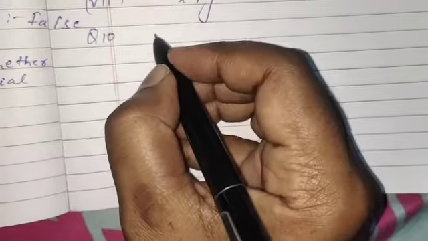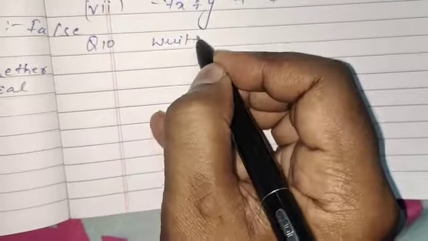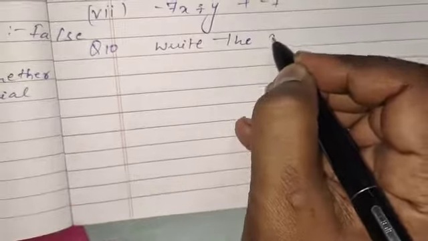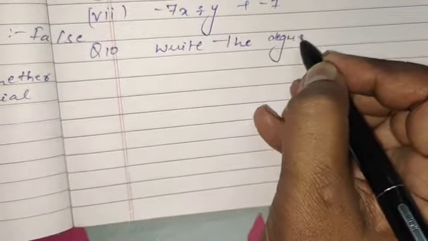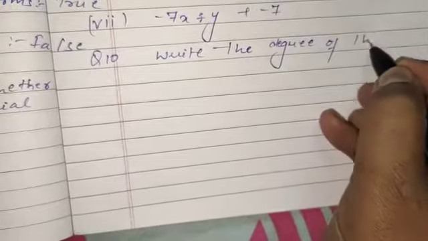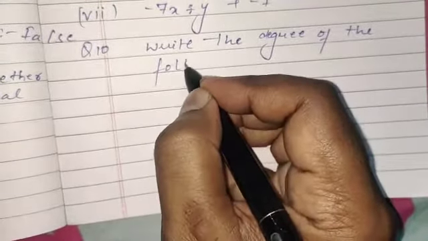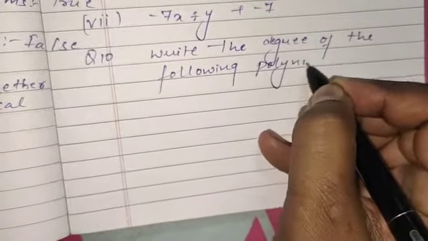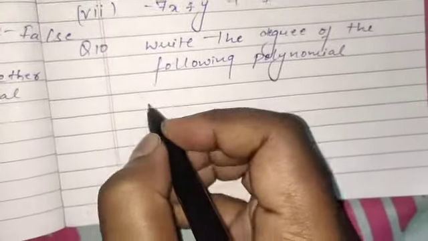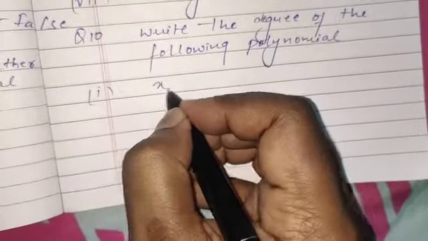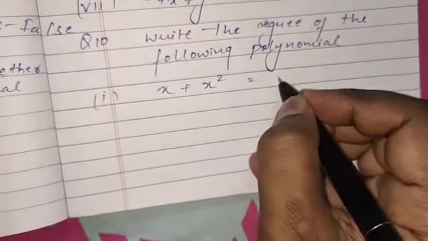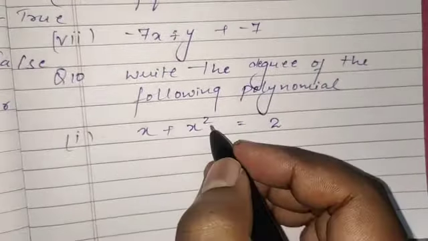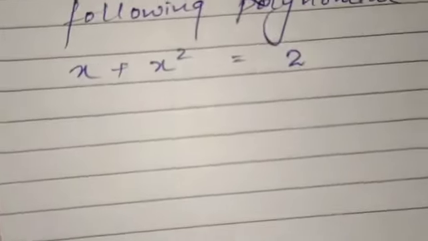You have to write the degree of the following polynomial. So x plus x square, so the degree will be 2. You have to take the greatest power of the given expression, and the greatest power is 2.